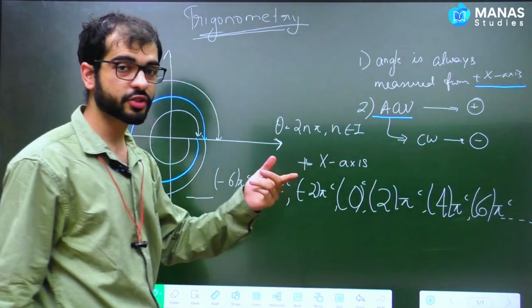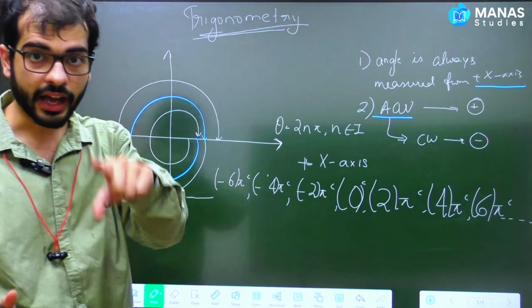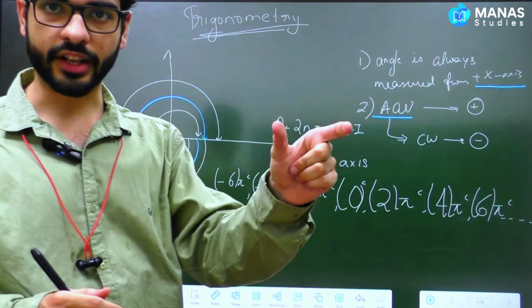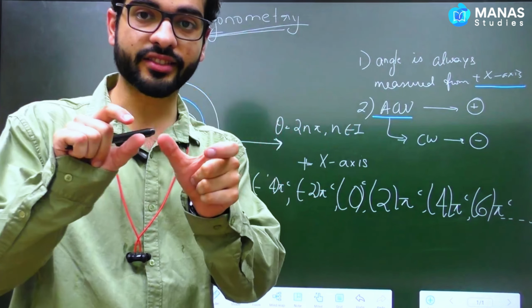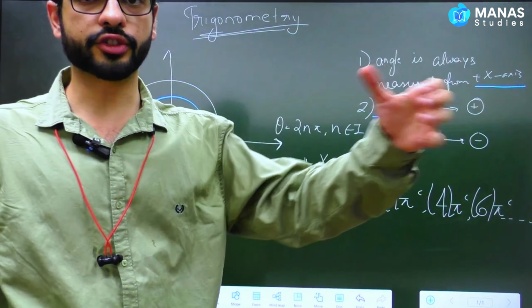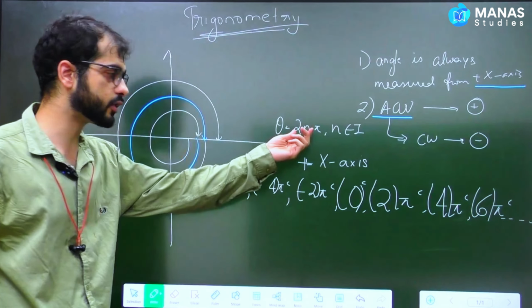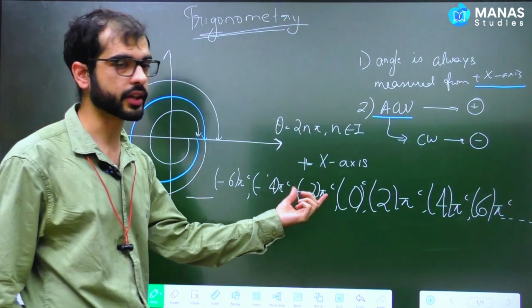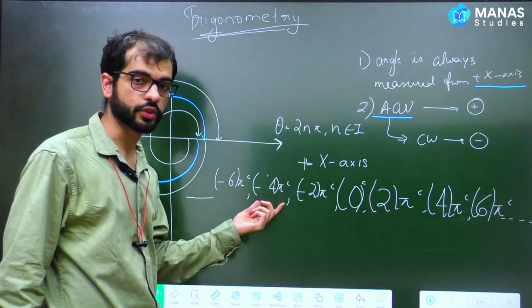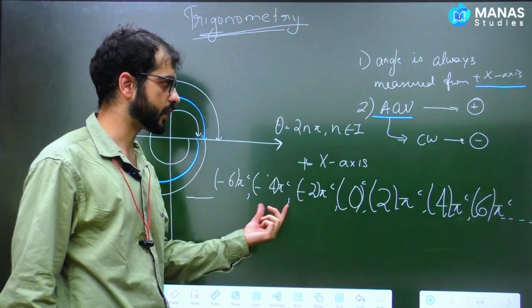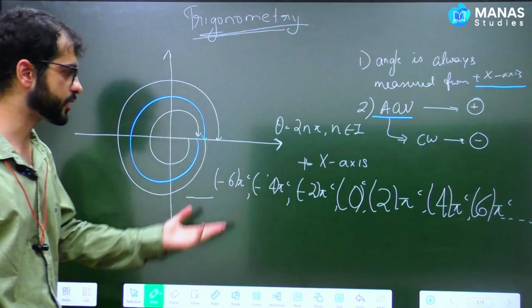If I put n equals to minus 1, because negative natural numbers are part of integers. Natural numbers, 0, and natural numbers with a negative sign, they all constitute integers. So if I put n equals to minus 1, this becomes minus 2 pi. If I put n equals to minus 2, then this becomes minus 4 pi. If I put n equals to minus 3, this becomes minus 6 pi.